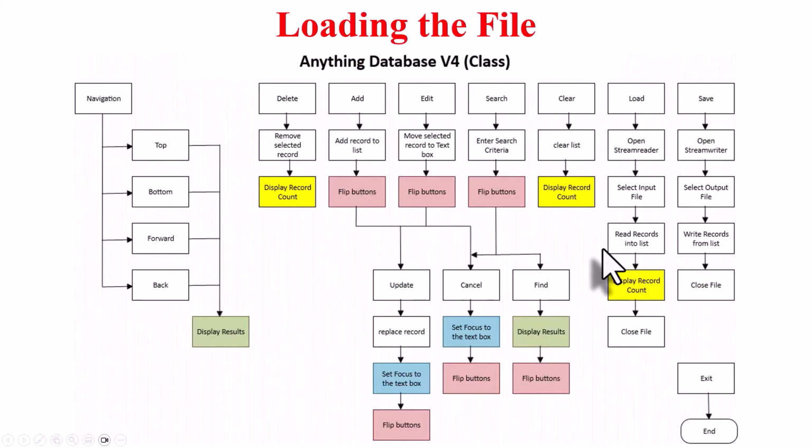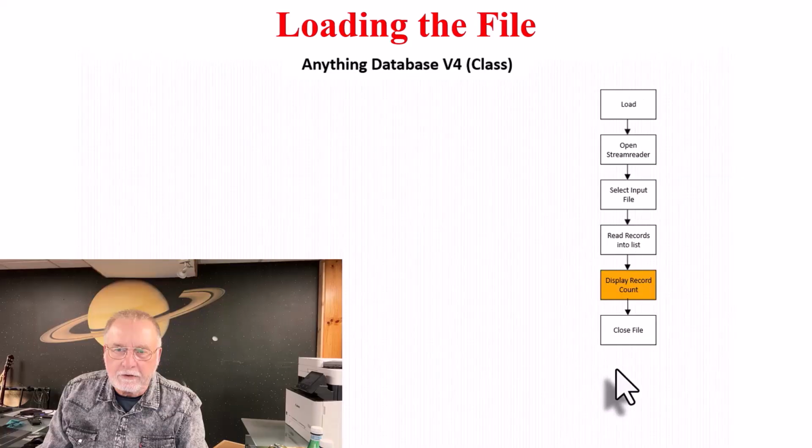If we look at our hierarchy chart, once again, we see everything that's here, and we're going to be looking at the load piece right in here, which is going to open the stream writer, select the open file, read the records into our list, display the record count and close the file. We can broaden that a little bit or display it in a more meaningful spot where we're only dealing with this part, the load. Opening that stream writer and selecting the open file, then reading the records. There's going to be a loop in here, and then displaying the record count.